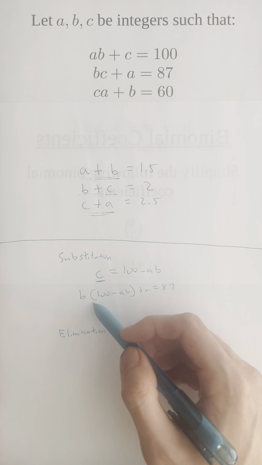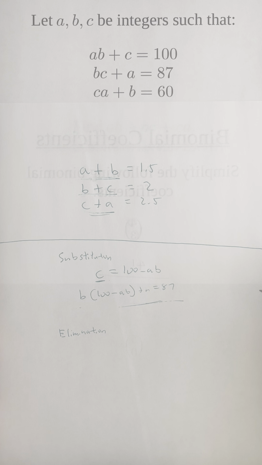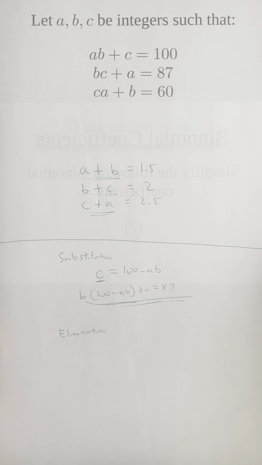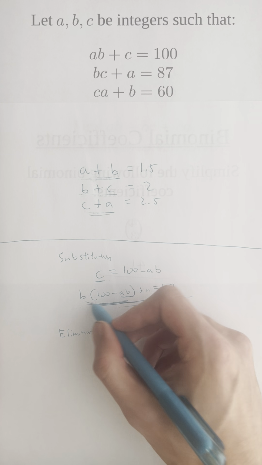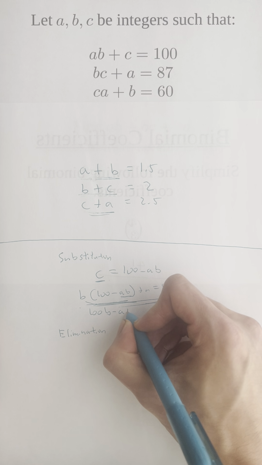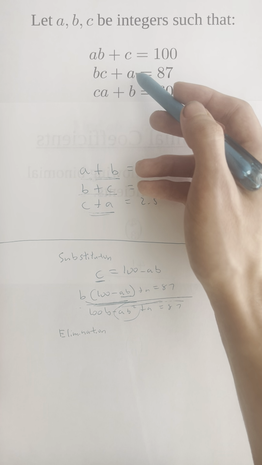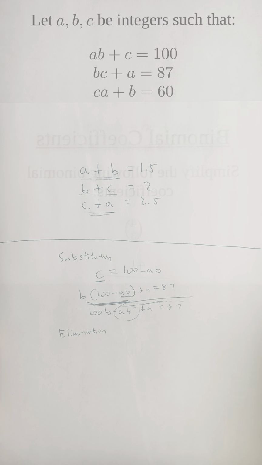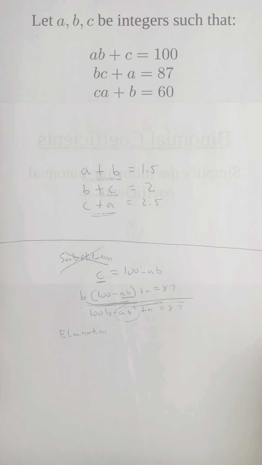Now, did doing this help us? Do you feel like doing this helped us get closer to the solution, or it put us farther away from it? Well, this looks a lot messier compared to the equations that we were initially given. We could try expanding out here, but if we do, it'd be like 100b minus ab squared plus a equals 87. And now this is even more complicated, because the degree here is higher.